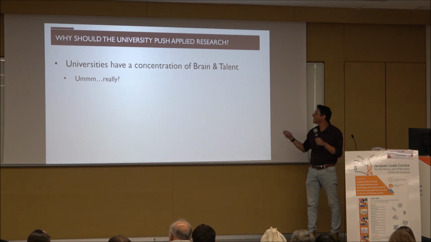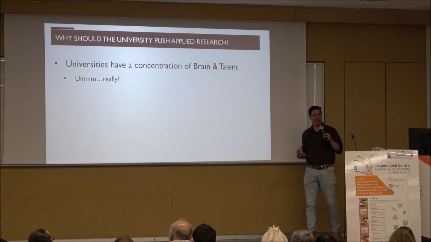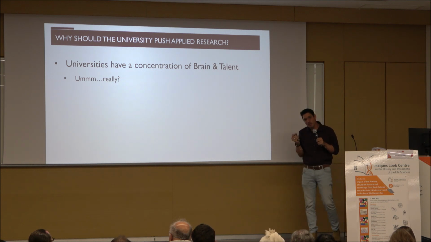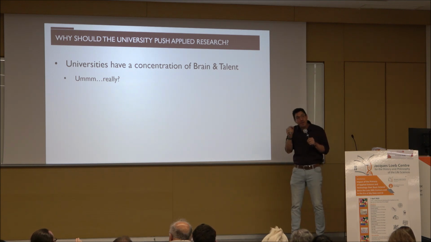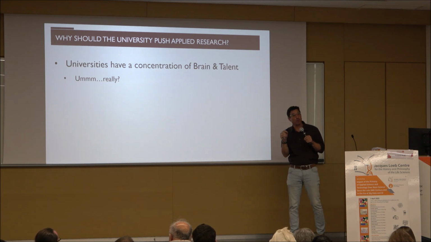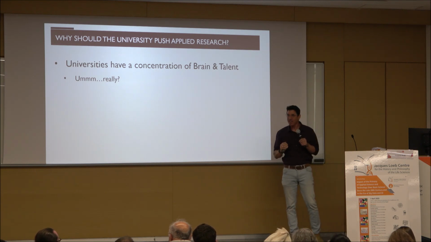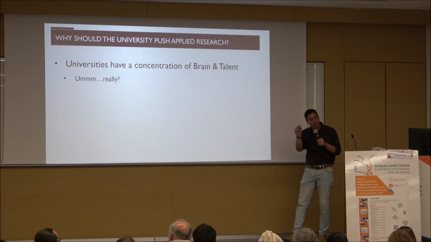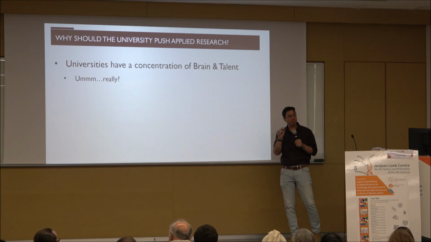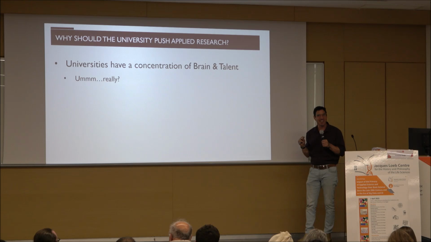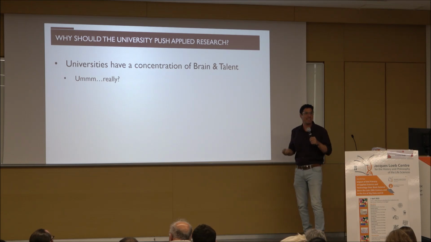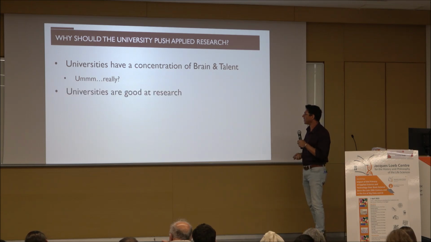It's not a real thing, the concentration of brain and talent. It's a concentration of brain and talent doing specifically what we are aiming at and chosen to do, which is publish papers in science. We're very good at that. We're chosen to do just that. But we're not particularly good at doing other things. So it's not clear that we are better at doing applied research than anywhere else. Universities are in general good at research.